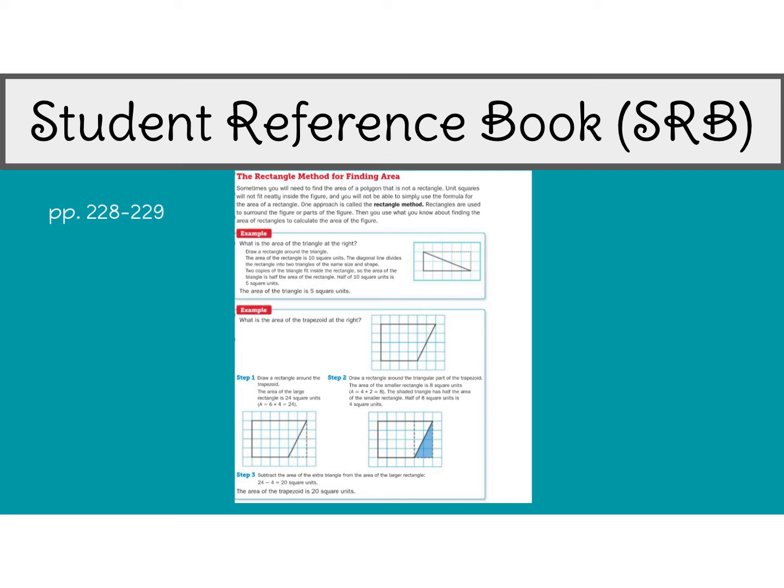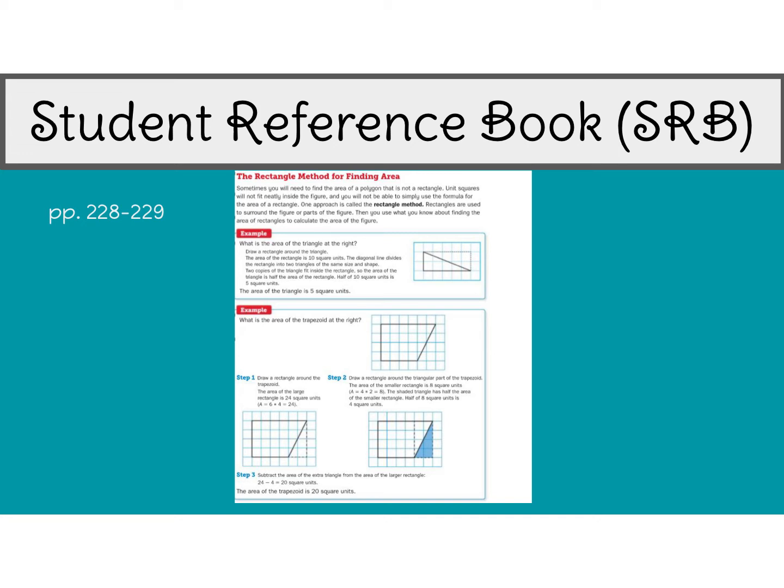So one of the references that will come in handy for you with this lesson today is your handy dandy student reference book, or your SRB. If you open that up to pages 228 to 229, they're going to show you the rectangle method for finding area. They explain how sometimes you don't have a rectangle and you have to use what you know about rectangles to find areas of triangles.